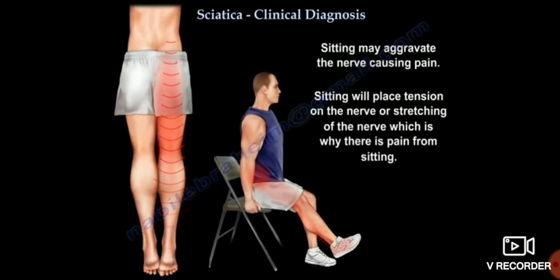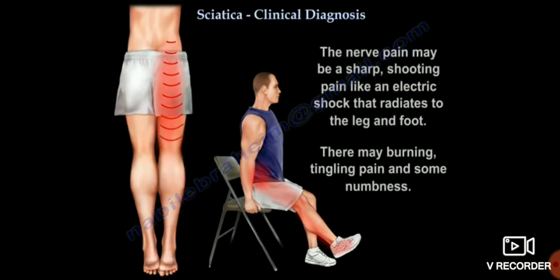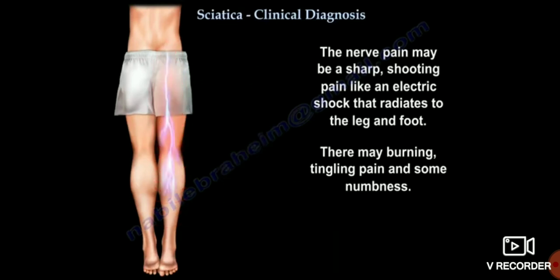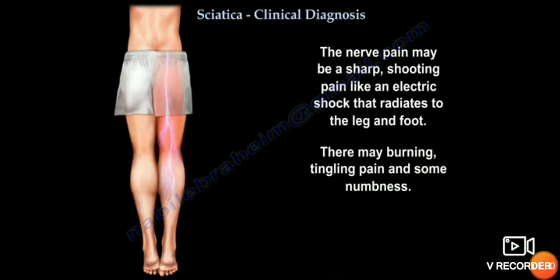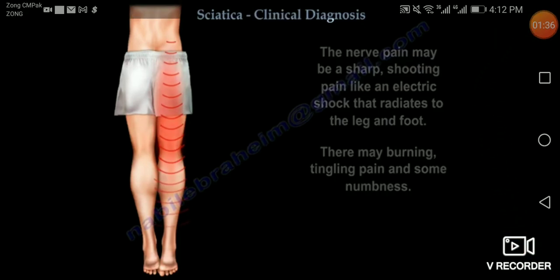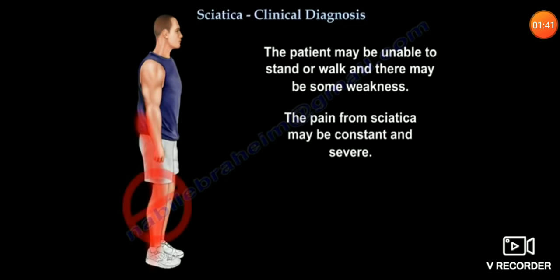Pain is worse when sitting, because sitting tightens the sciatic nerve, stretches it, and makes it irritated and painful. The pain is a nerve pain, a sharp, shooting pain like an electric shock running down the leg with burning, tingling, pins and needles. The pain could radiate to the leg and the foot, and there might be some numbness. The patient may not be able to stand or walk. He may have some weakness. The pain varies. It could be constant and severe.